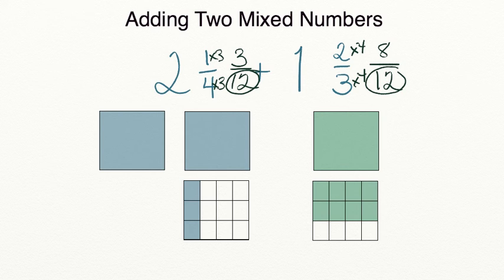Let's count our wholes together. 1, 2, 3. We have 3 wholes. Now let's count our 12ths. We have 1, 2, 3, 4, 5, 6, 7, 8, 9, 10, 11. We have 11 12ths. 2 1/4 plus 1 2/3 is equal to 3 11/12.